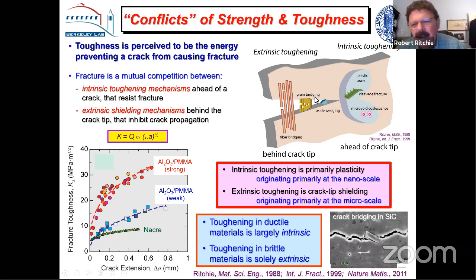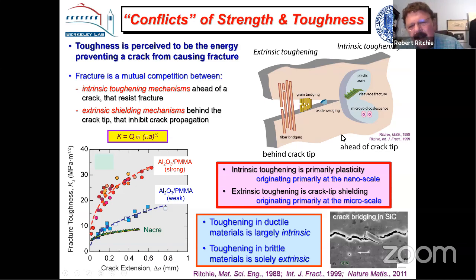In bone, you can have extrinsic toughening at almost the hundreds of microns dimensions. So this is really the sole way. There's a few strange ceramics, perhaps like the MAX phases, but most ceramics and brittle materials, if they're toughened, have to go this extrinsic route.